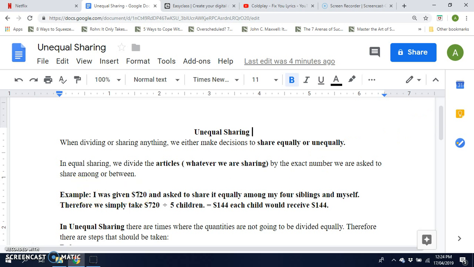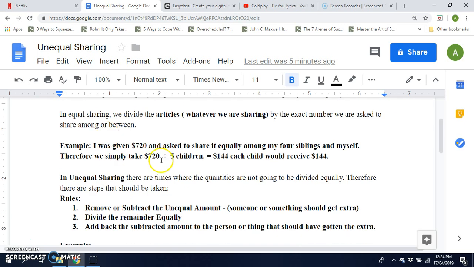I was given $720 and I was asked to share it equally among my 4 siblings and myself. Be very careful when you are reading, and that's something very important to note. It is 4 siblings and myself. I have to get some, so therefore 5 people. If I take the $720 and divide it among the 5 people, that's $144 for everybody. Right? So $144 multiplied by 5 should give us back $720. That is not unequal sharing. That is sharing equally, or equal sharing.